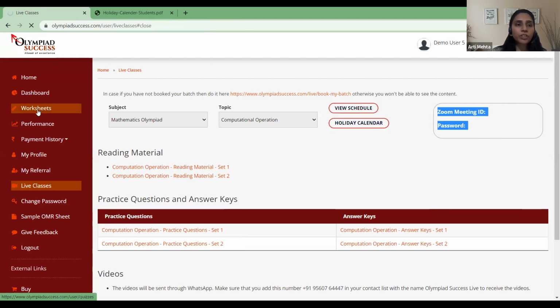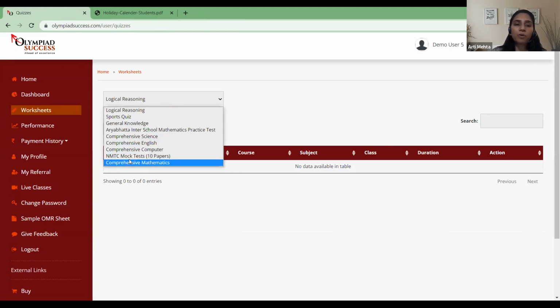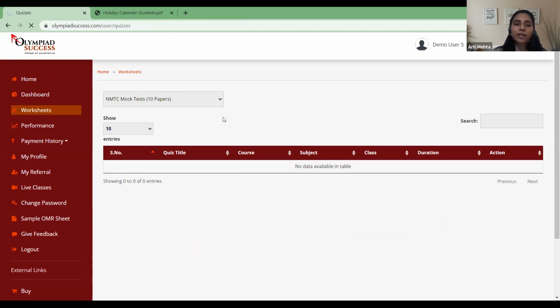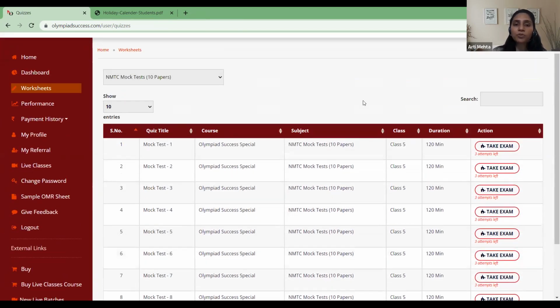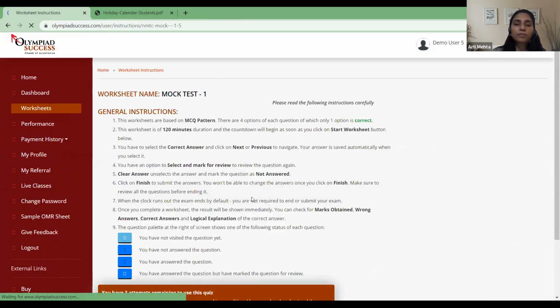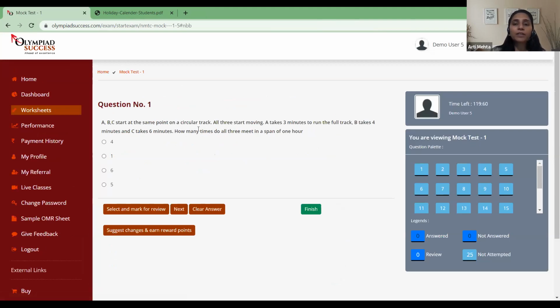Now coming to the worksheet. Once you enroll in this course, non-routine mathematics, you are eligible for NMTC, Aryabhatta, and logical reasoning. Let us say I click on NMTC, so these are mock tests available to you. You have to click on the take exam button. For NMTC, and for all the other subjects as well, topic-wise worksheets are available in the form of tests. You need to click on the start worksheet button, and the test will open up.